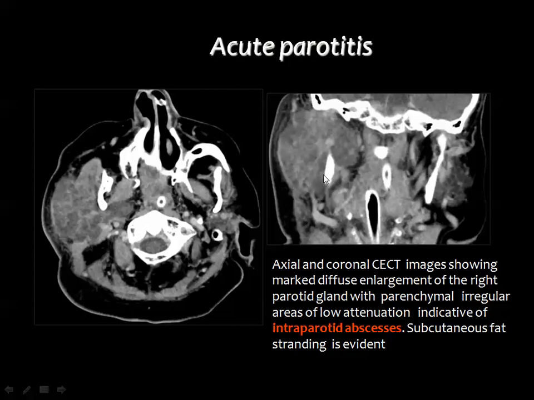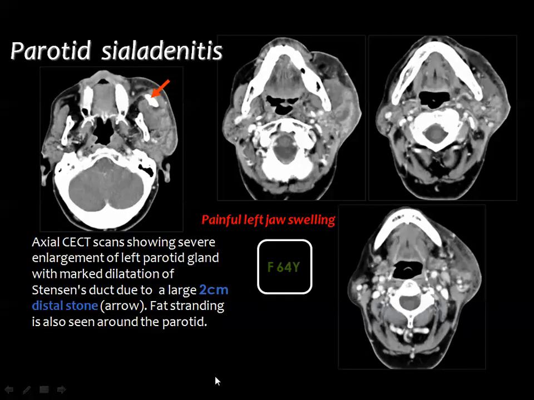You see the superficial part is affected and the deep part, which is intimately related to the parapharyngeal fat, is also involved. And here a big calculus along the course of the main parotid duct, and consequently the parotid gland is enlarged and is heterogeneously enhanced with marginally enhancing internal loculi of pus and the frequent finding, which is the stranding or smudging or reticulation of the subcutaneous fat related to the involved gland.